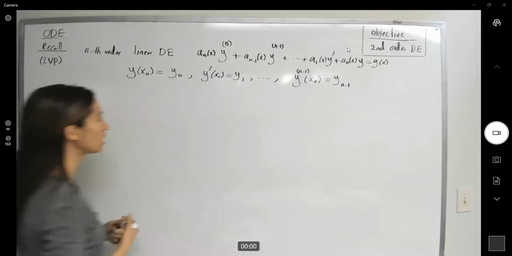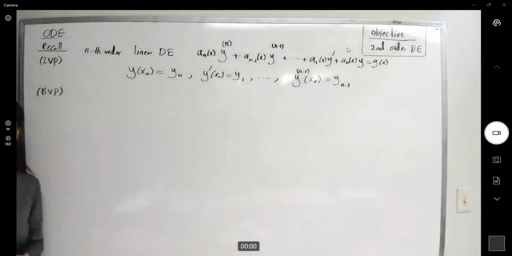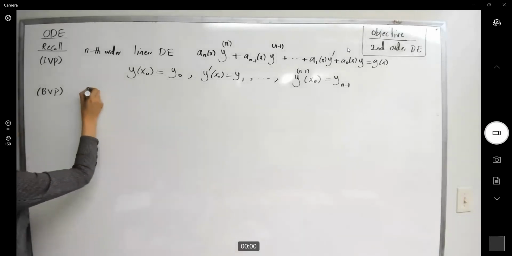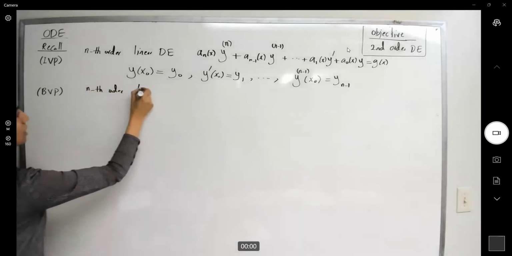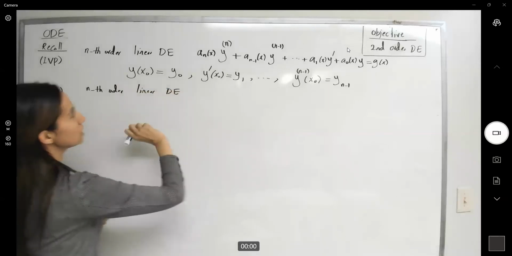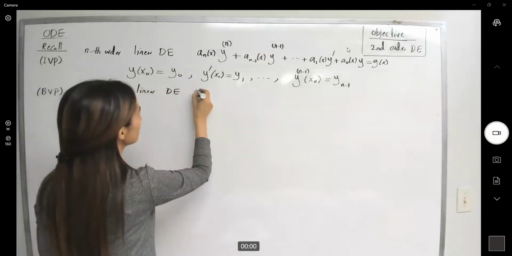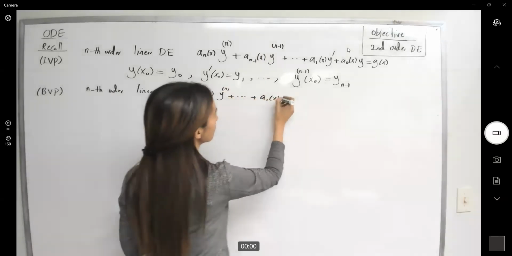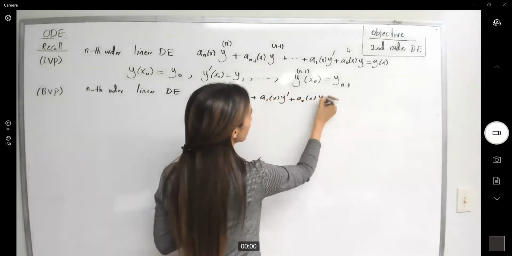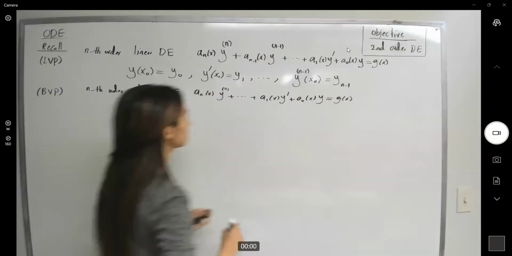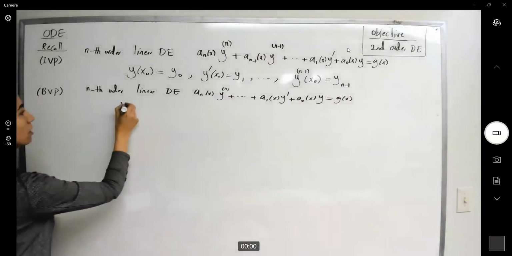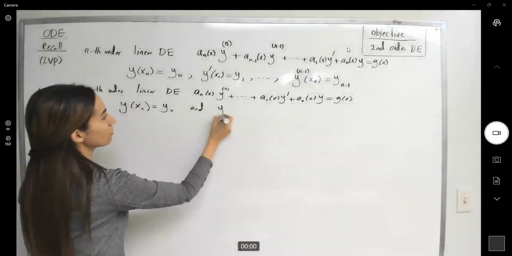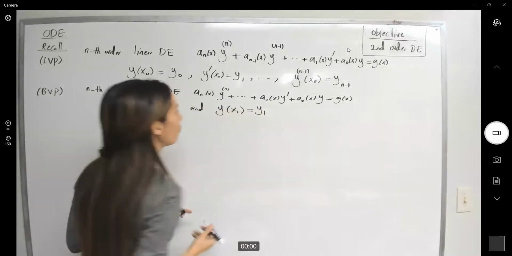But if you are imposing more than one x value, our conditions are related to more than one x, we are dealing with a boundary value problem. So we define an nth order linear differential equation, the same format, a_n(x) times the nth derivative plus and so on, y prime, y equals g of x, is called a boundary value problem if you have, for example, y at x sub 0 equals y sub 0, and also we have y at x sub 1 equals y1.